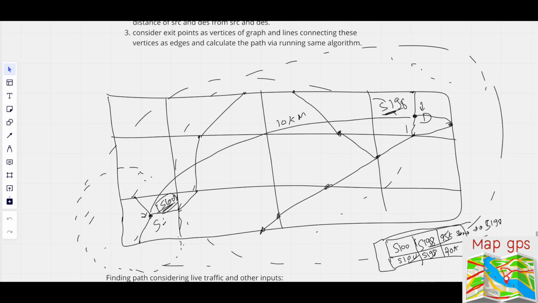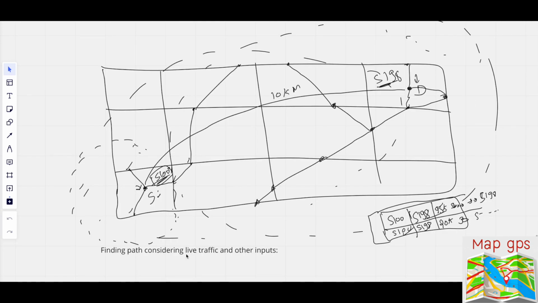Now we need to think of how we will utilize the information which we are getting from our users and third party data providers about live traffic, road conditions and other inputs, and how we utilize that to update our database. So it's the same design which we already have seen.